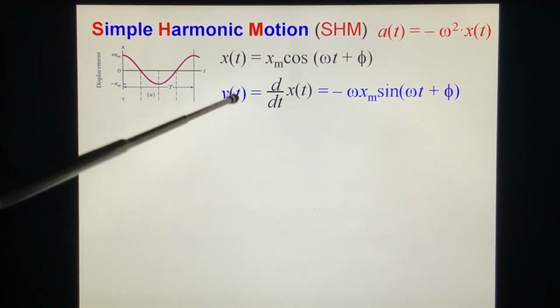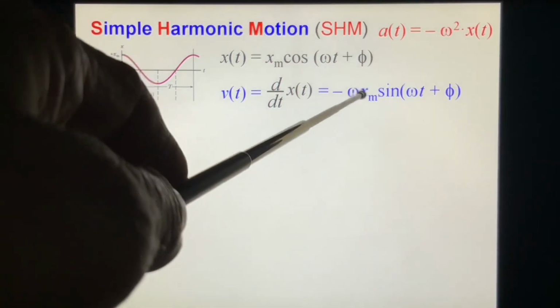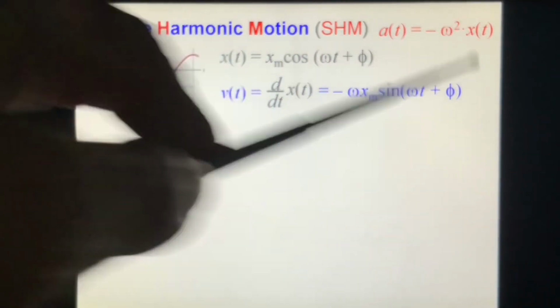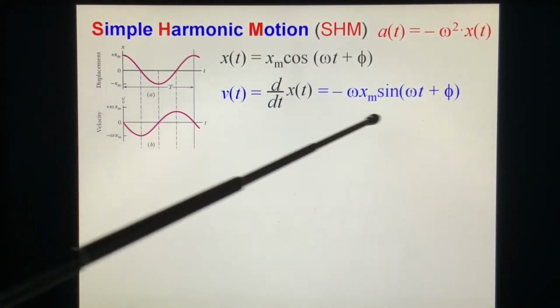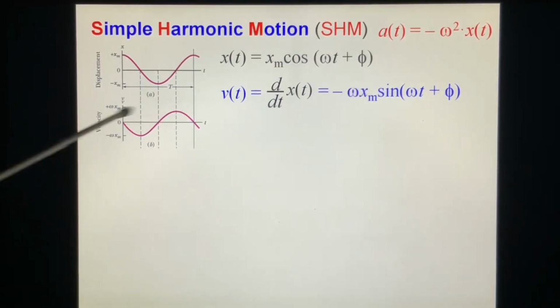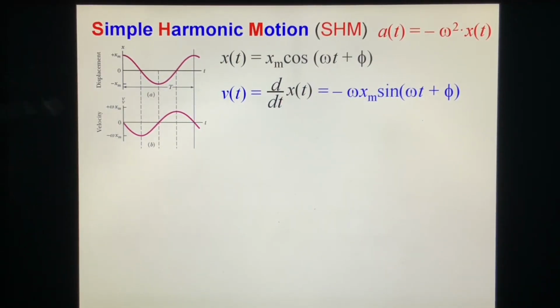Or we can write v equal to minus v maximum sine omega t plus phi. So this is a sine with a minus. Of course, this is time t, and this is v.